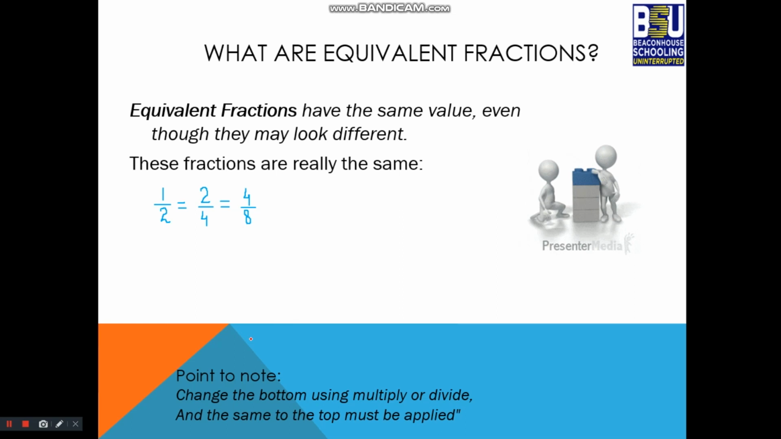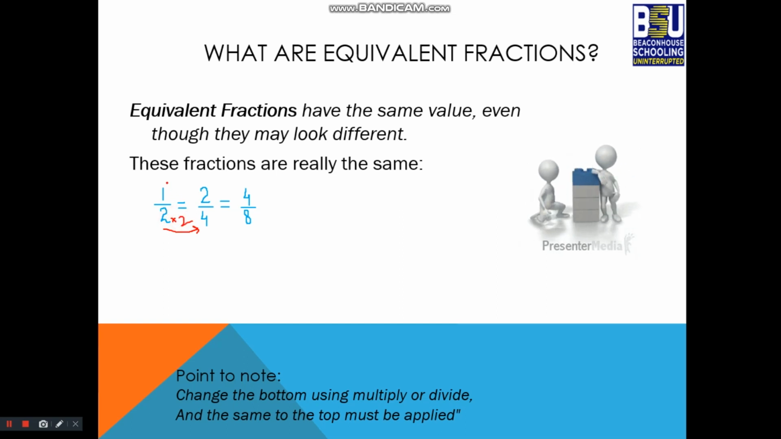So the point to note, keep in mind that you change the bottom using multiply or divide. If you are multiplying the bottom, the same number you are going to multiply with the numerator as well. So in this case, you multiply by 2. 2 times 2, yes, you will get 4.